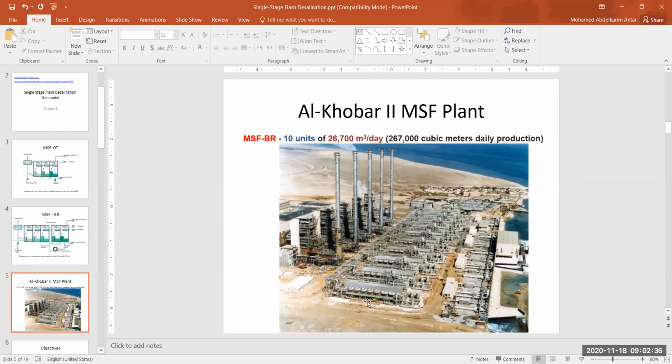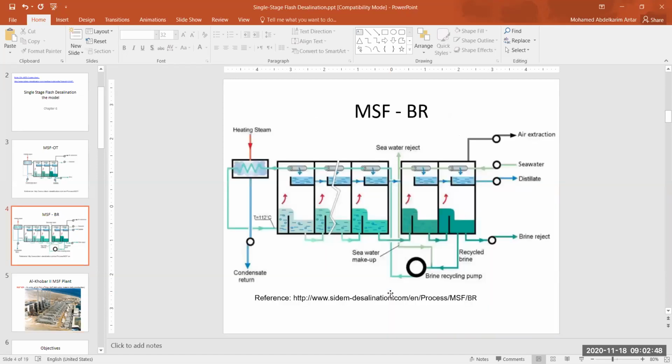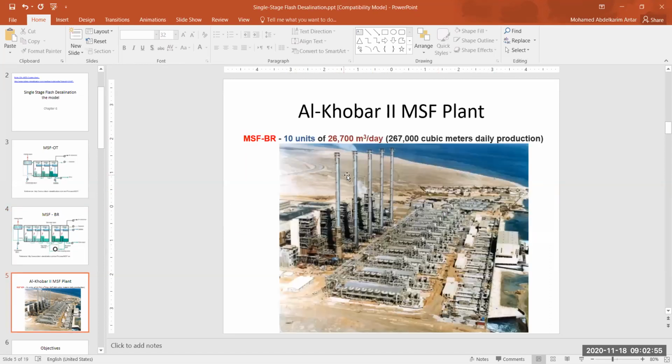Each one of these is made up of a certain number of stages. As a matter of fact, we have 19 stages here: 16 as the heat recovery section and 3 as the heat rejection section. To remind you, this is the heat recovery section and this is the heat rejection section. And we have here 1, 2, 3, 4, 5 Rankine cycle units. They are producing electricity as well as water.